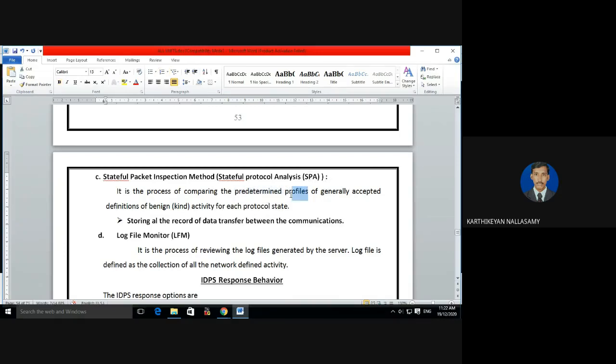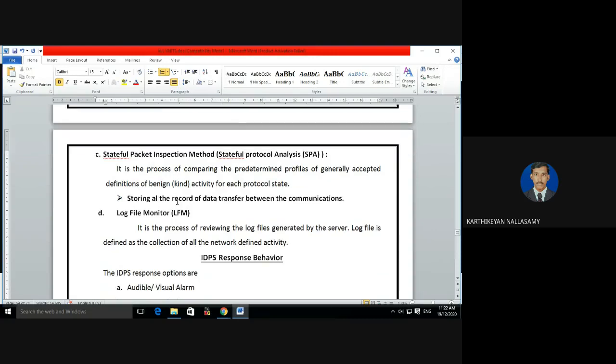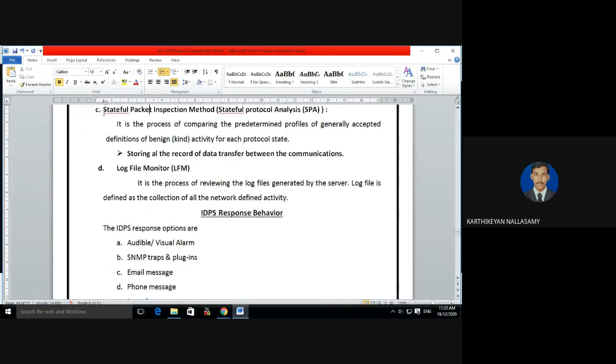Predetermined profile means if you are wearing an ID card, we allow you to enter the college. That is called a predefined profile. You have a predefined authorized signature. So this is called predefined signatures. Then the method is called the stateful packet inspection method. In the network, we only allow authorized persons. Further, we use different kinds of authorization methods to identify the authorized person. That is called the stateful packet inspection method. Clear? Okay. And also, if you are implementing the concept of the stateful packet inspection method, we need to record all types of communication that take place.